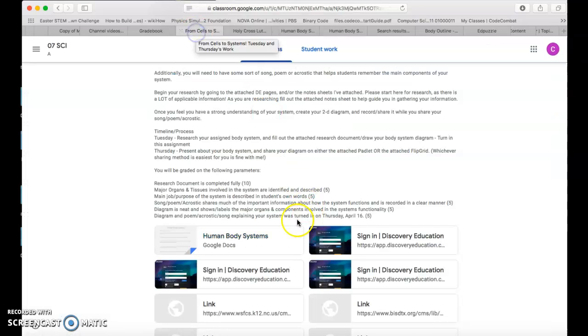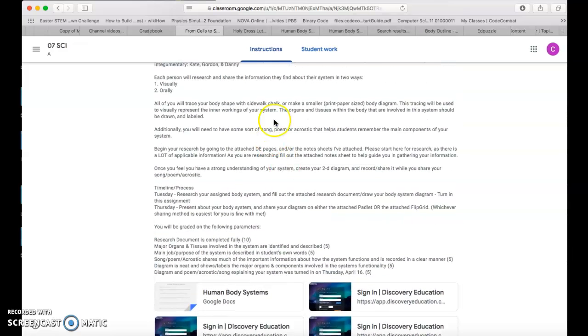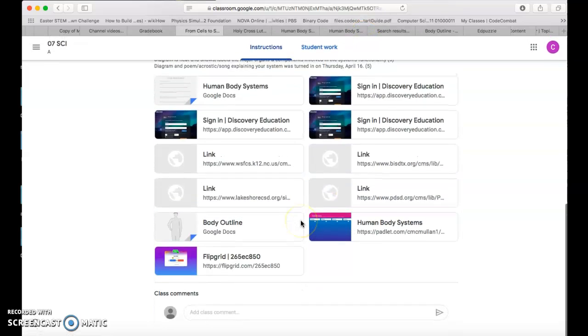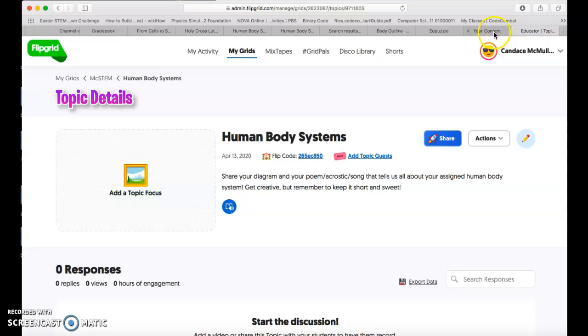If you do that on Tuesday, you will be ready to succeed on Thursday by creating your diagram, and then recording yourself with your song, acrostic, or poem, and posting that information to one of two places. I've given you options because I didn't want technology to be a barrier for you. So if you like to use Flipgrid, then I gave you a Flipgrid about your human body systems, and you can legitimately just get on there, record your video, show us your diagram, ta-da, be done.